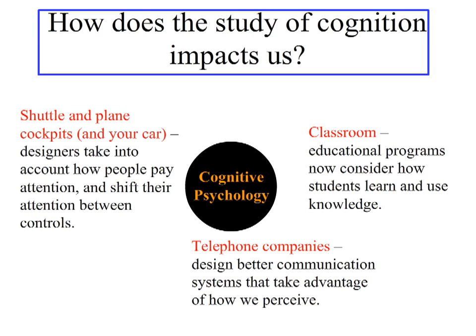Telephone companies are also interested in designing better communication systems that take advantage of how we perceive sound, for example. And these days, how we perceive visual information. We know that our cell phones have both the capability for audio and also visual information.